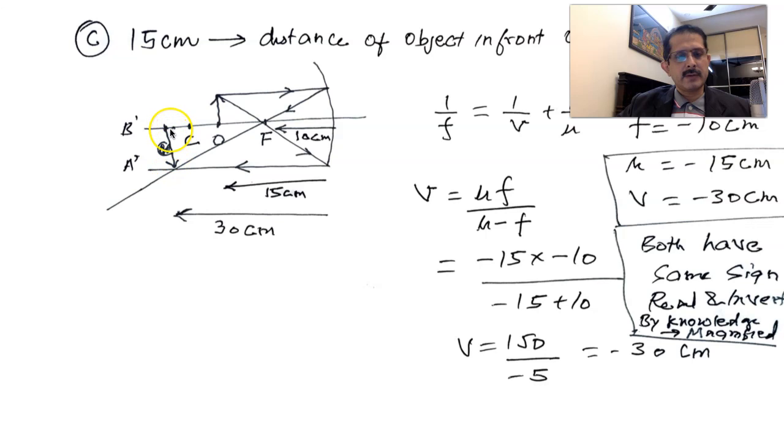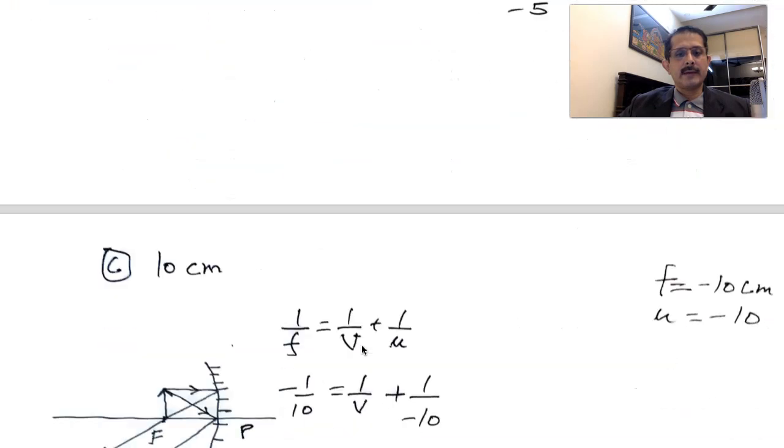Bear with me, my drawing is not good, so this line should actually be straight, but again, I think it's self-explanatory, so nothing much is needed. The image would be formed here, it would be magnified, and that is what we got. We got V is equal to -30 centimeter and a magnified image. Let me move ahead.